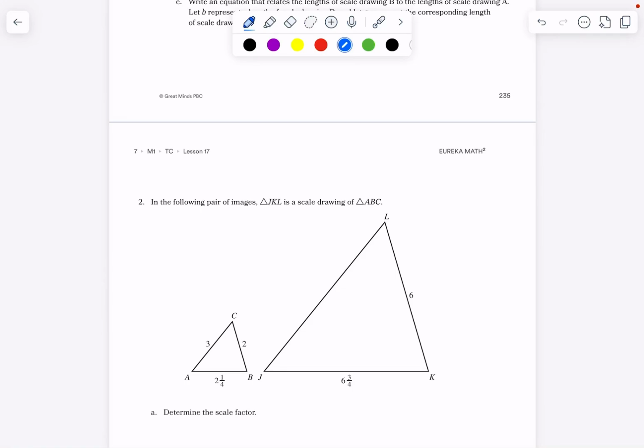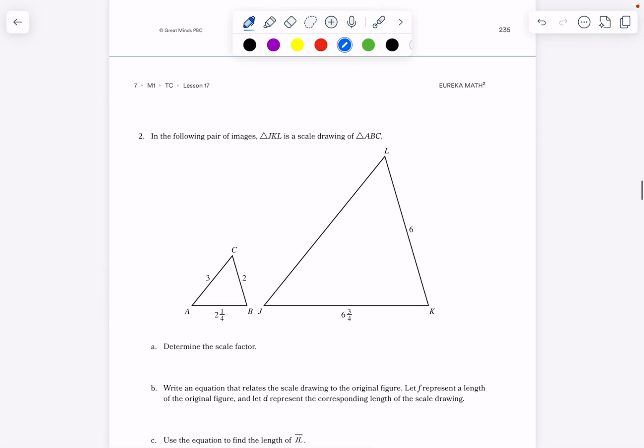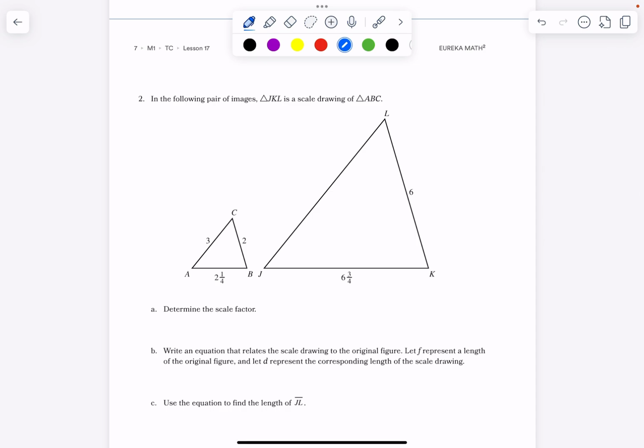Alrighty, lesson 17, homework help. Starting on number 2 here, we have two triangles. We're told that JKL is a scale drawing of triangle ABC. So that tells me that there is going to be a scale factor. And it's your job to find that scale factor by making a table and doing y divided by x.